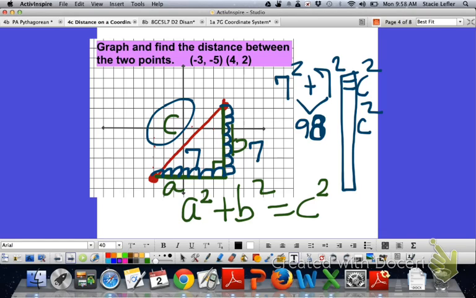So the opposite of squaring is square rooting. So we square root both sides, and we get C by itself, and then square root the 98. Round to the tenth, and it is 9.9. So the length of this red line over here is 9.9 units.